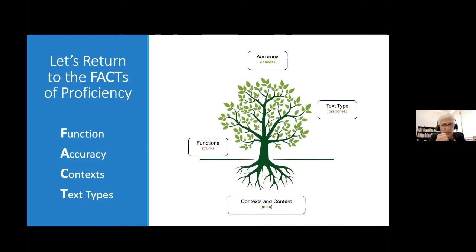The functions are like the trunk of the tree that hold it up. And the branches grow, like text types grow, from words to sentences to paragraphs. And the leaves can fall off that tree, and it's still a tree. So accuracy is not first and foremost. It matters. We want to be understood, and the goal is to be accurate. But if all of the comprehensibility isn't there, we can still communicate in the language. So we're going to have these ideas in mind as we move forward.